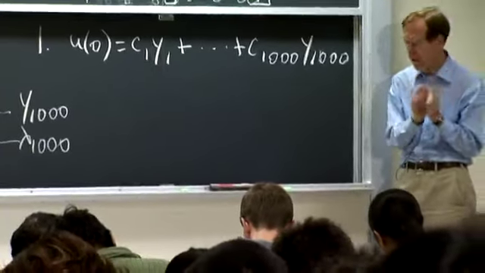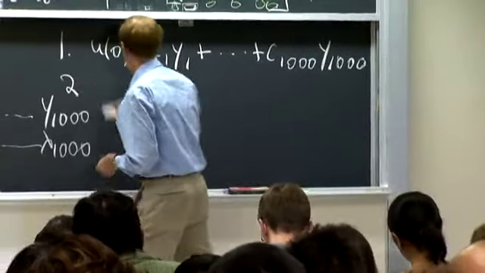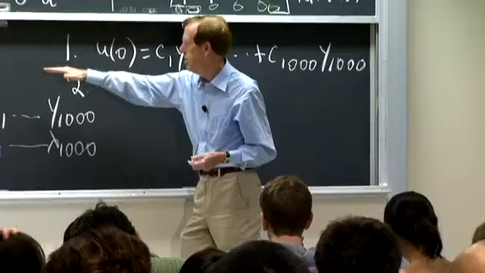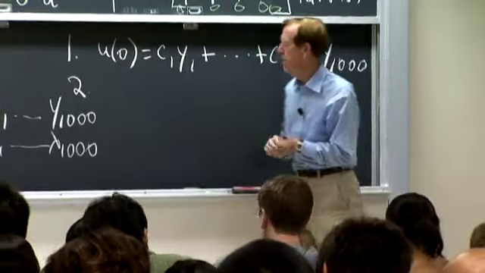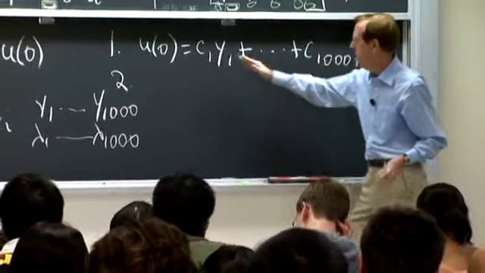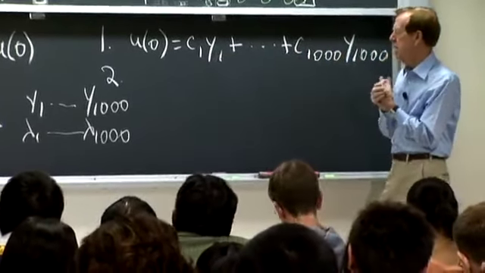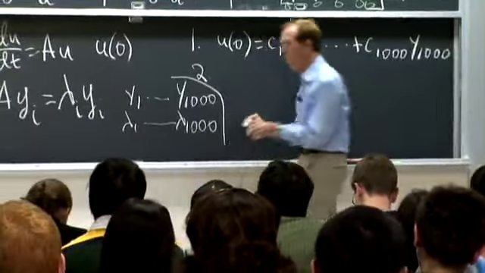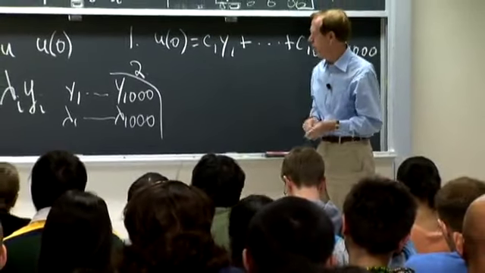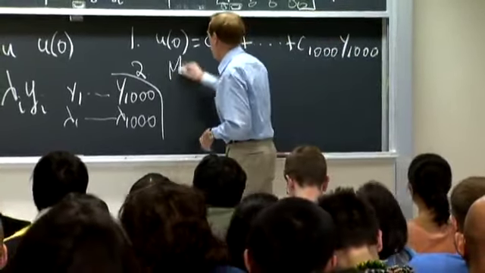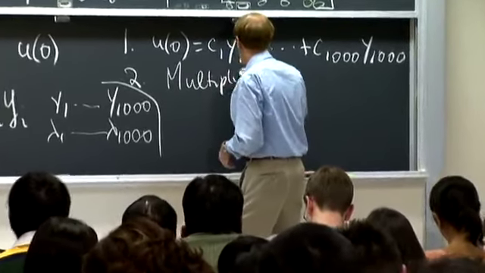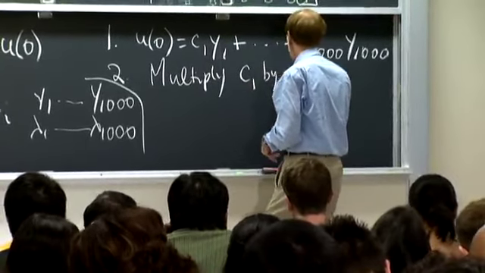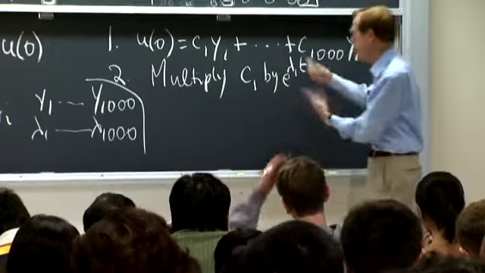Now, step 2. What happens to each eigenvector? This is where the differential equation starts from. This is the initial condition: 1,000 components of u at the start, separated into 1,000 eigenvector pieces. Now, step 2 is watch each piece separately. So step 2 will be multiply, say, c1 by e to the lambda 1t, by its growth.